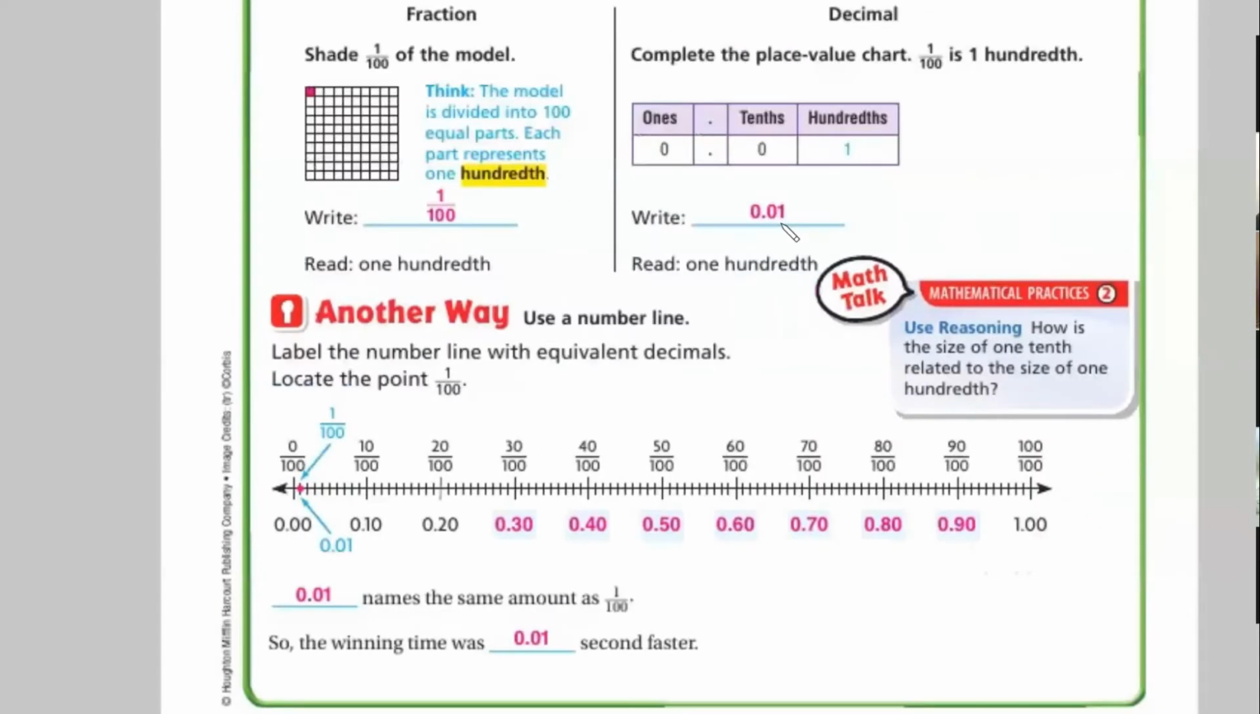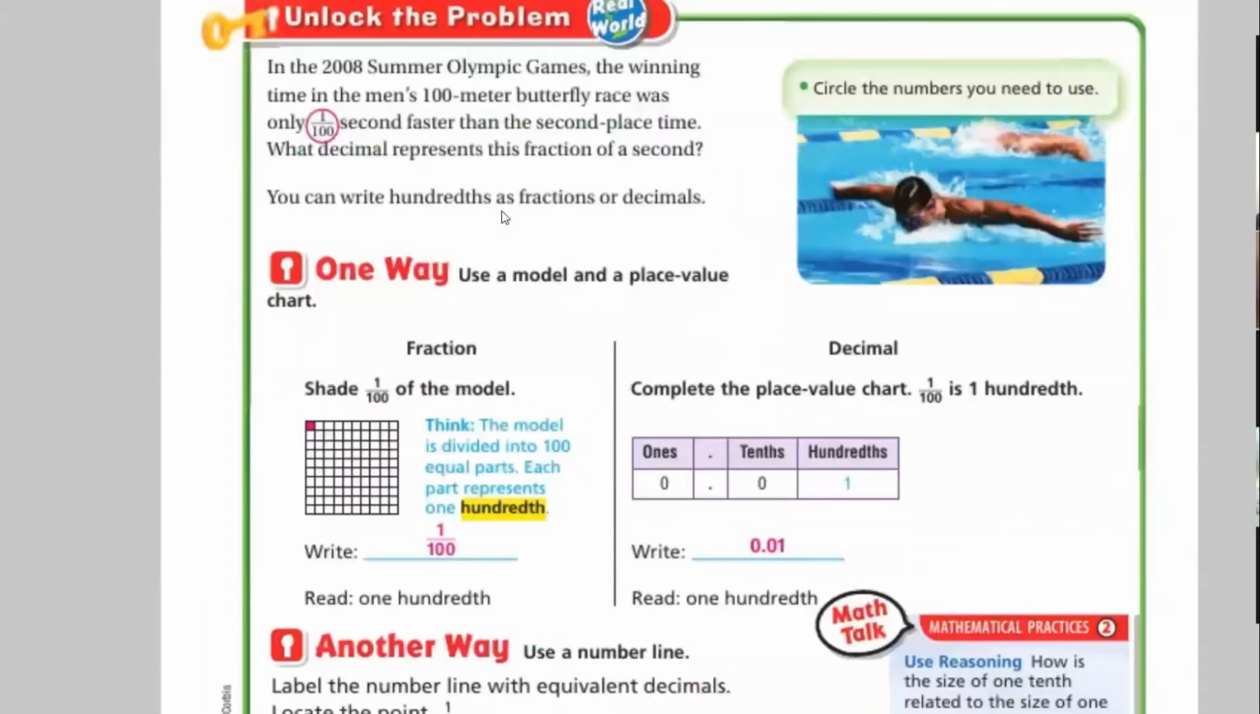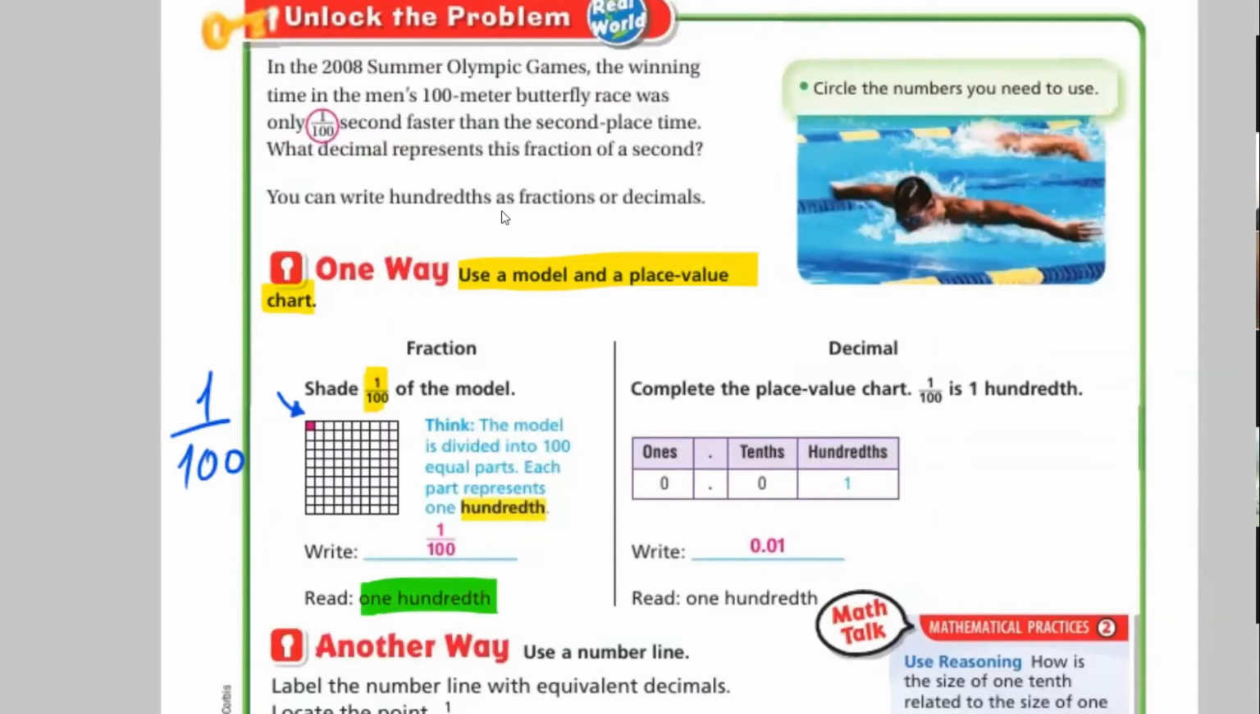Okay, guys, let's start. Today, as I said before, we're going to see the relations between hundredths and decimals. Let's see how to write 1 over 100 by using a model and place value chart. There are 100 small squares, and this small square represents only 1 out of 100. So we can write it as 1 over 100, and we can read it as one hundredth.